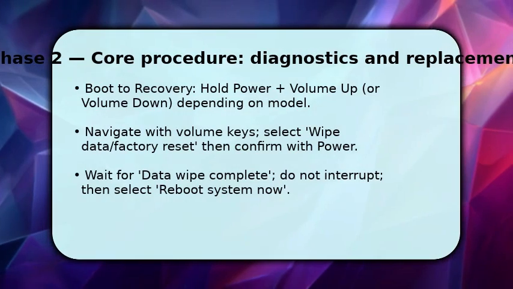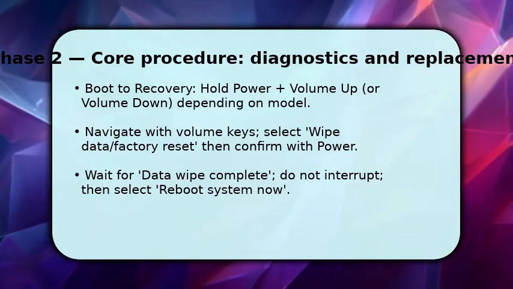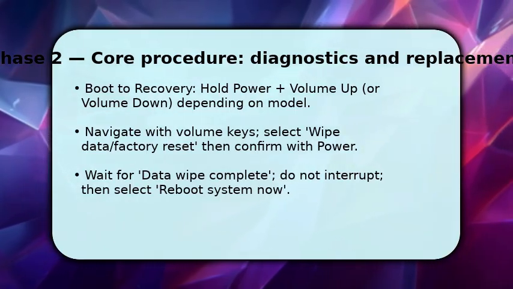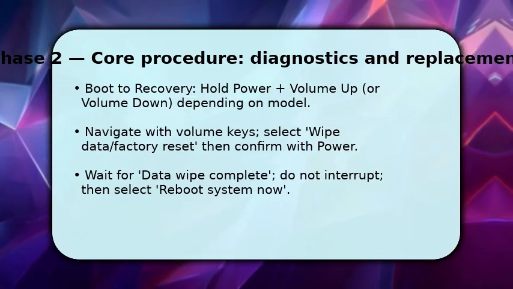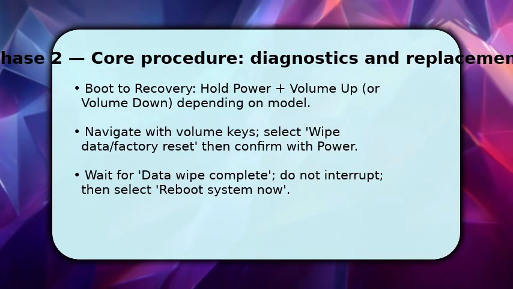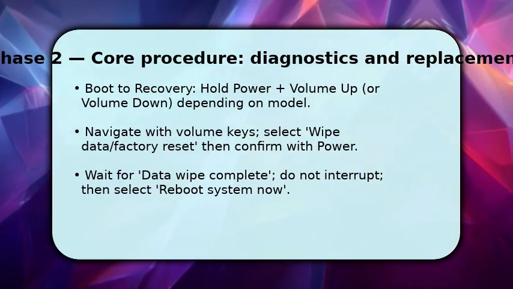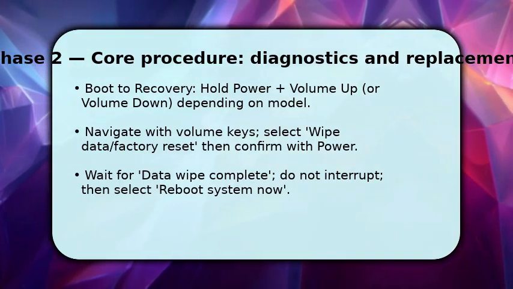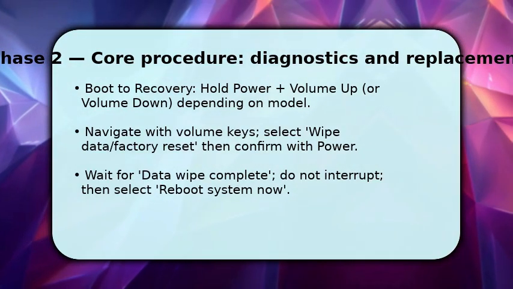With the phone off, press and hold power plus volume up or volume down on some ZTE models until the recovery menu appears. This boots recovery rather than Android. Use the volume keys to move the highlight to wipe data/factory reset and press power to select it. This clears user data and settings.